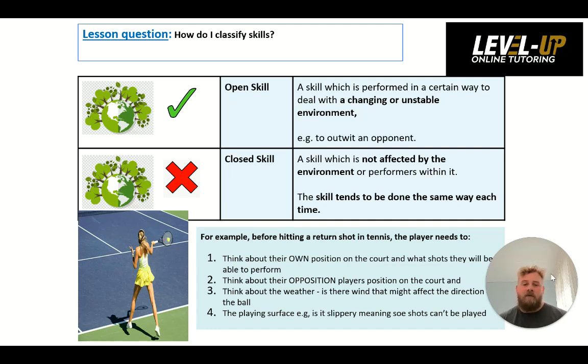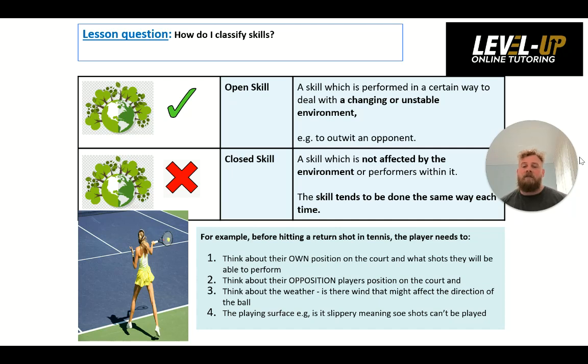So, for example, before the hitting of a return shot in tennis, the player needs to think about their own position on the court and what shots they will be able to perform. They need to think about their opposition players' position on the court. They need to think about the weather. Is there wind that might affect the direction of the ball? And they need to think about the playing surface. Is it slippery, meaning shots can't be played?